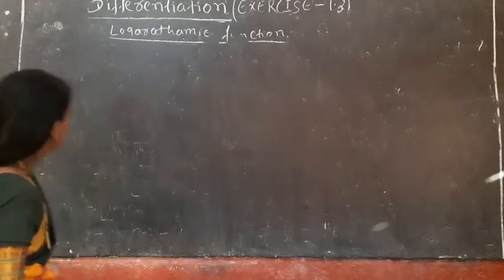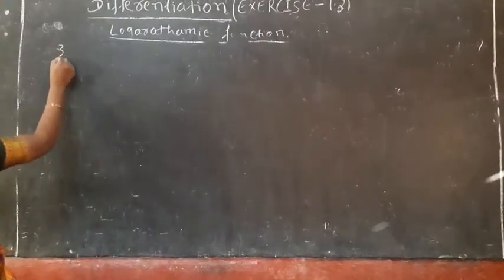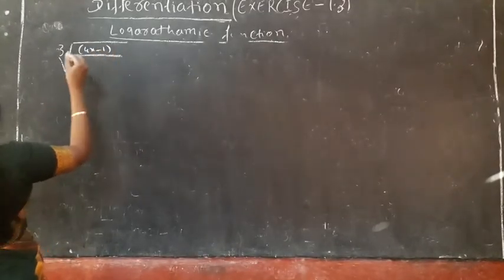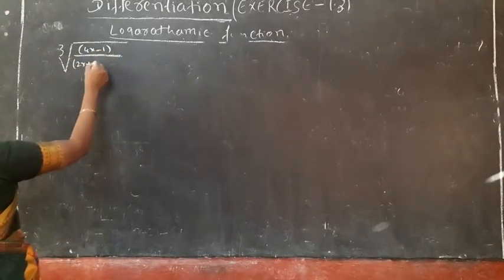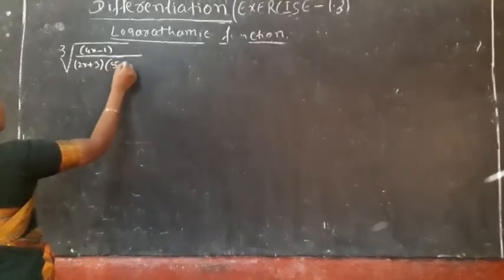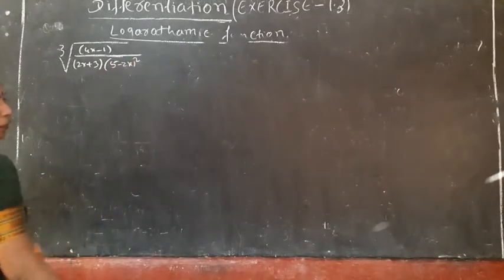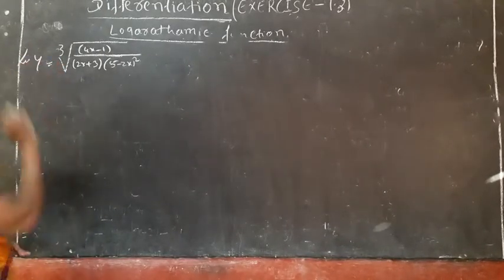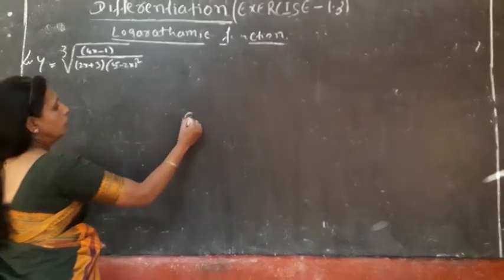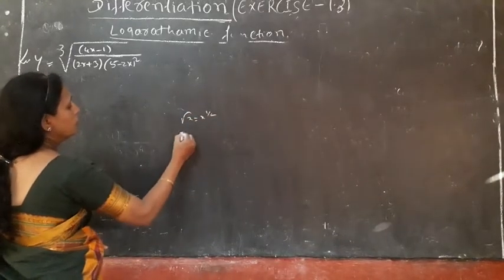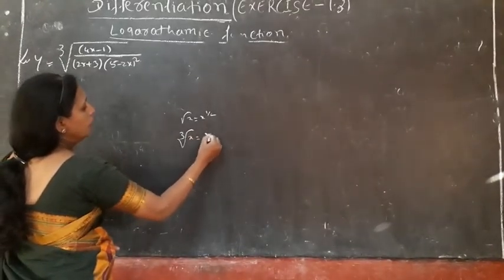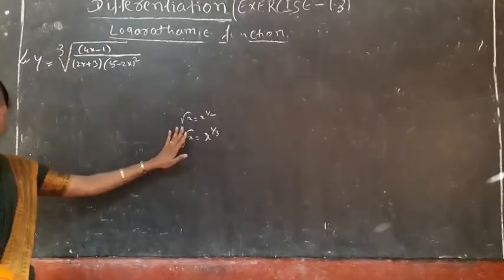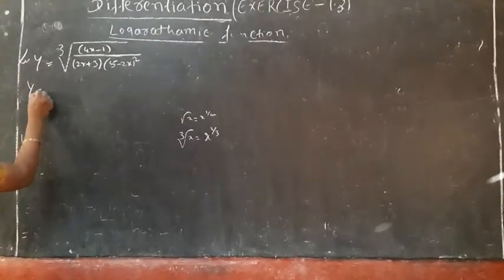Consider the second example: cube root of (4x minus 1) divided by ((2x plus 3) times (5 minus 2x) squared). First define the function. Let y equal to... the square root of x we can write as x raised to 1 upon 2, and the cube root of x we can write as x raised to 1 upon 3.